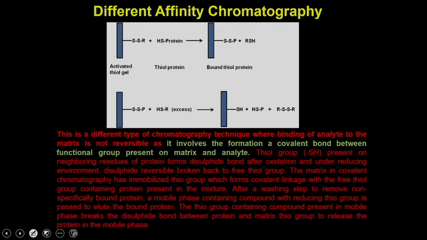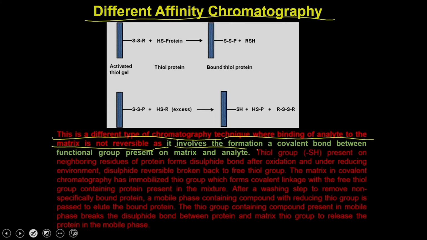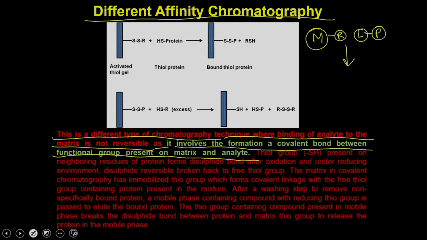Now, we have a very different type of affinity chromatography, where the binding of the analyte to the matrix is not reversible, as it involves the formation of a covalent bond between the functional group present on the matrix and the analyte. So, what we have discussed in conventional affinity chromatography is that you have a matrix, you have the receptor which is coupled, and then you have a ligand which is coupled with your protein.